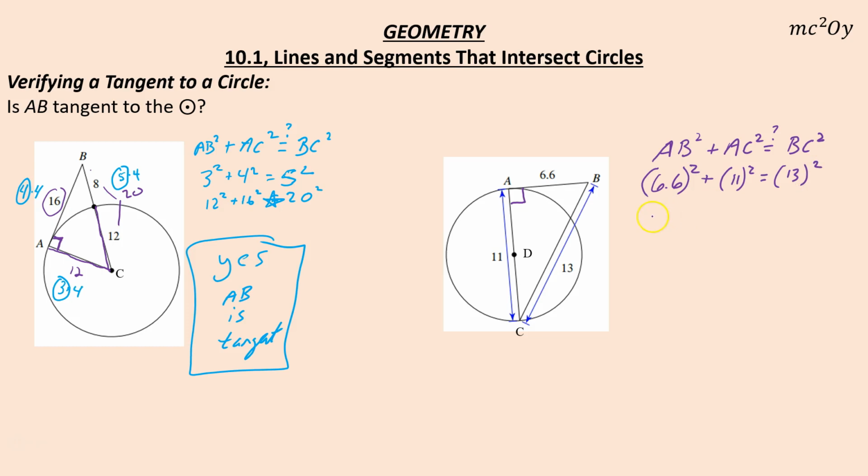Well, 6.6 squared is 43.56, plus 11 squared is 121, and 13 squared is 169. And that gives me 164.56 is equal to 169, which is not true. Therefore, this is not a right triangle, and the answer is no. AB is not tangent.